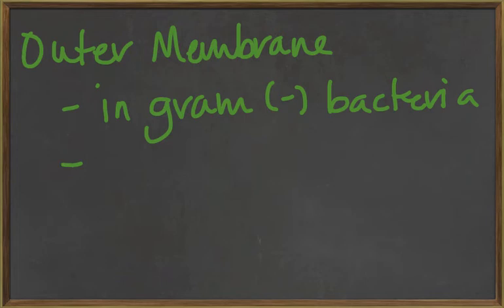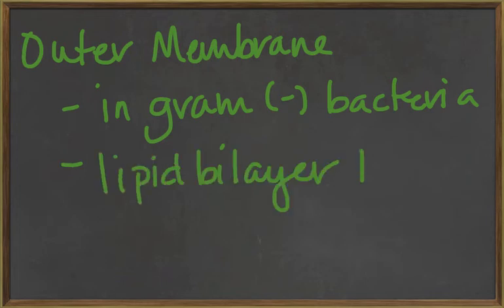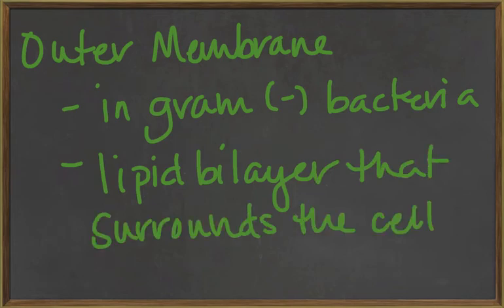An outer membrane is just like a cell membrane. It's still a lipid bilayer that surrounds the cell. It acts just like a cell membrane, it's just on the outside of the cell wall. That's basically what it is. And you only have to remember that it's there if I ask you about a gram-negative bacterium.